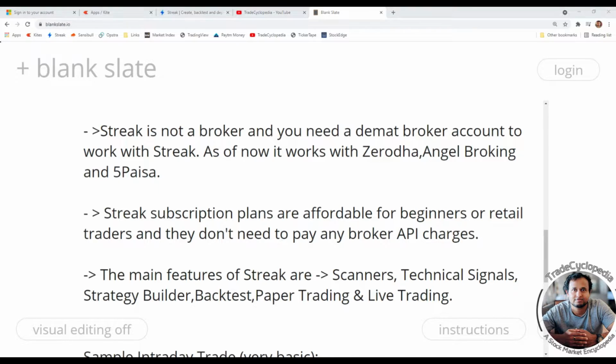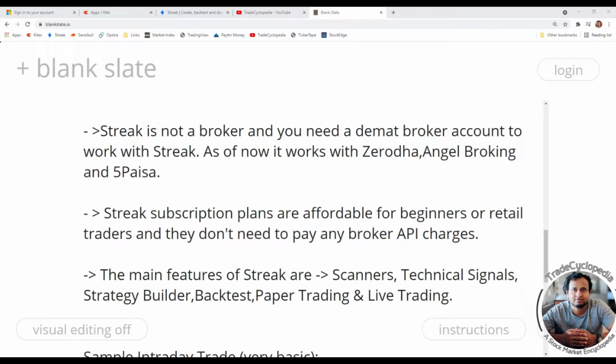The next advantage is that Streak subscription plans are affordable for beginners and retail traders. It's not that pricey. Streak provides very basic plans, and you can start at somewhere around 500 rupees per month. And you don't need to pay any broker API charges, because I have used some other platforms that need to be linked with the broker account through the API, so we need to pay.